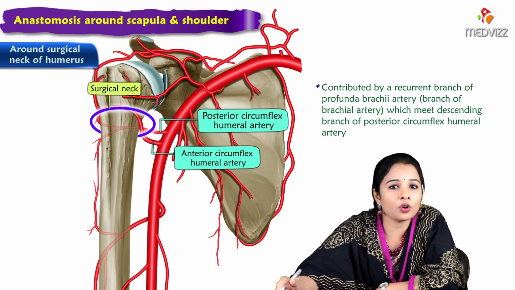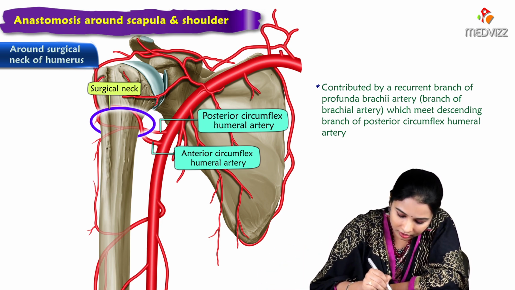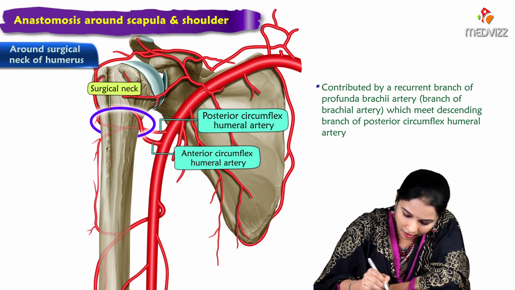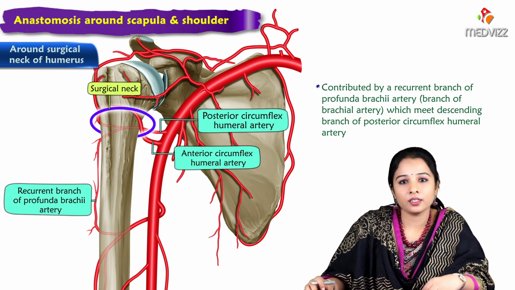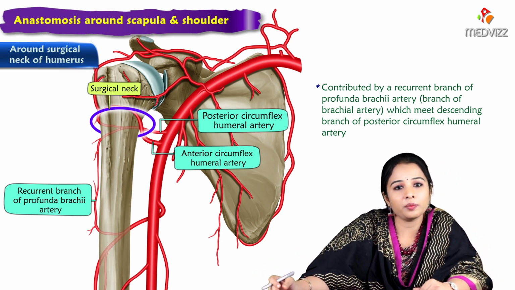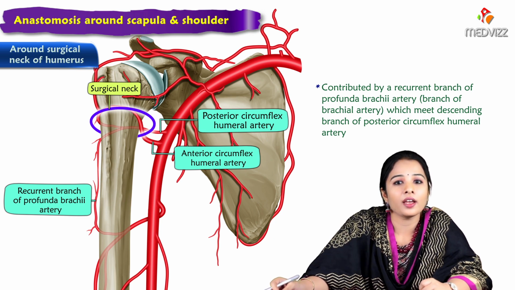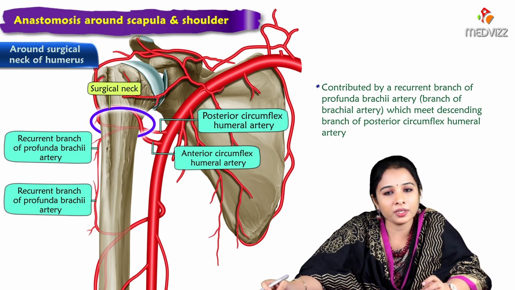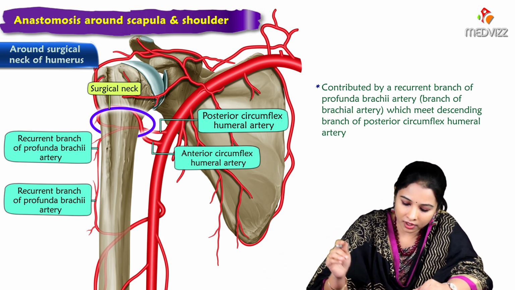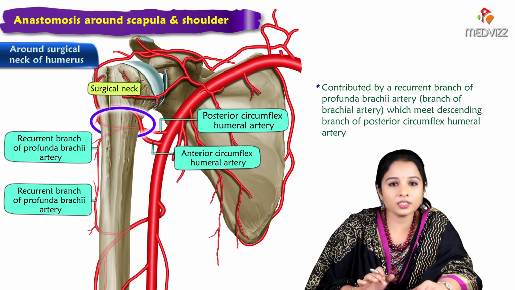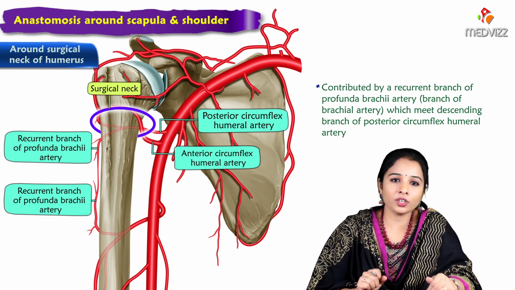This anastomosis is also contributed to by the recurrent branch of the profunda brachii artery. The third artery, which is here going up and contributes to this anastomosis, is the recurrent branch of the profunda brachii artery. It is a branch of the brachial artery and meets the descending branch of the posterior circumflex humeral artery. So this completes the anastomosis around the surgical neck of the humerus.